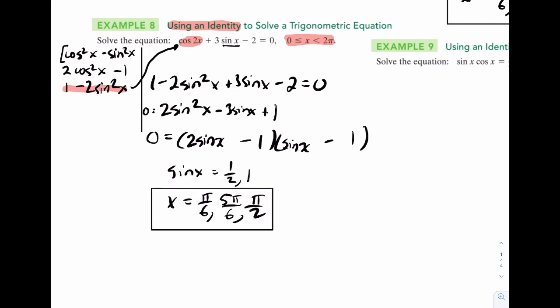Okay, now let's say you actually didn't remember this identity we use over here. Let's say you only remember this one. That's still okay. You plug that in right there. Cosine squared x minus sine squared x plus 3 sine x minus 2. And then, look at this. Cosine squared, that's just 1 minus sine squared x, minus sine squared x. So notice how it still works out fine. We get to the next step. It just takes a little bit longer.